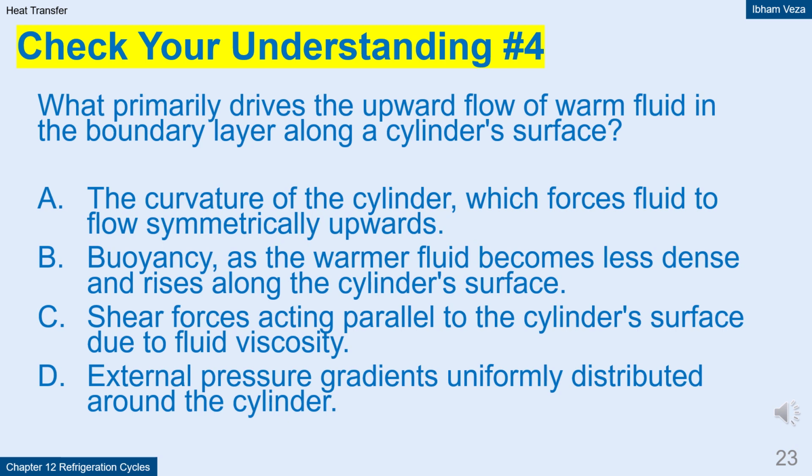This is incorrect, as shear forces contribute to fluid motion near the surface, but do not account for the buoyancy-driven upward flow of warm fluid. D. External pressure gradients uniformly distributed around the cylinder. This is incorrect because external pressure gradients do not primarily drive the upward convection currents. Buoyancy due to temperature-induced density differences is the main driver.